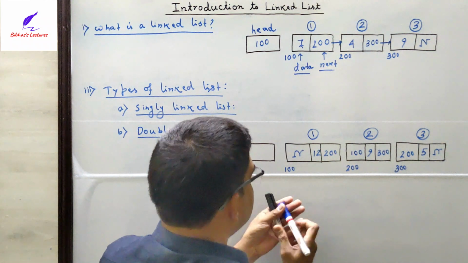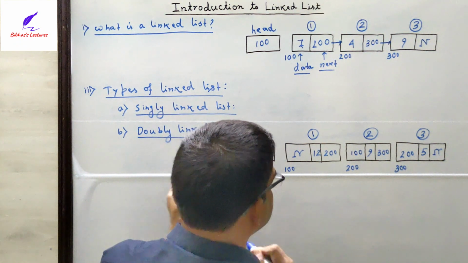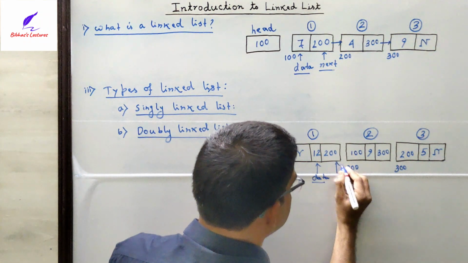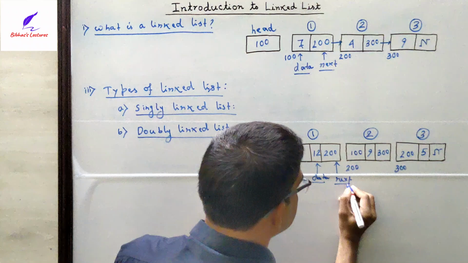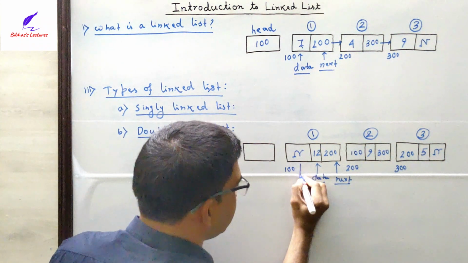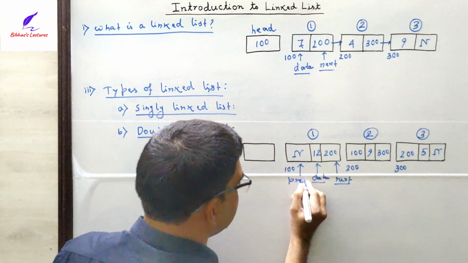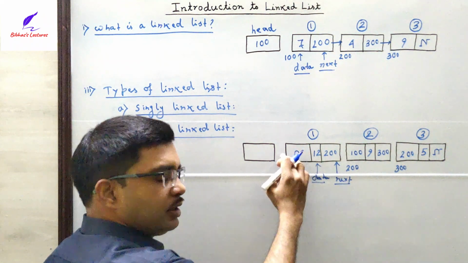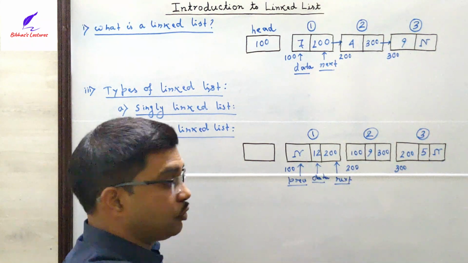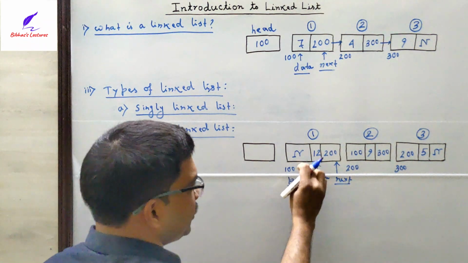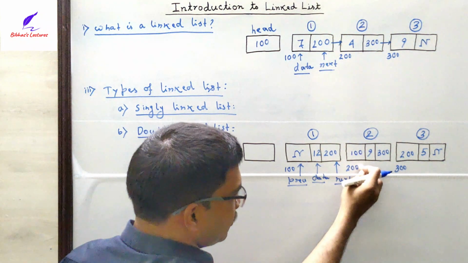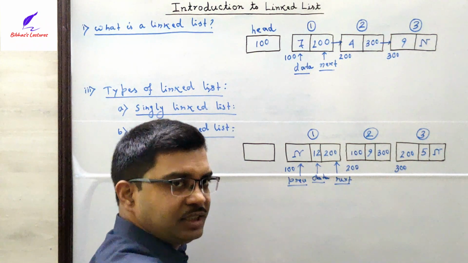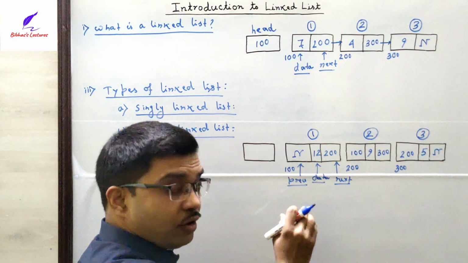So here this is the data part, this is the next part, that means it is containing the address of the next node, and this is the previous part. So in short we can write prev. Okay, so three parts are there in each and every node of a doubly linked list. So why is it called doubly? Because each and every node is containing double pointer, the particular node containing its previous node address as well as its next node address. So that's why it is called double pointer.